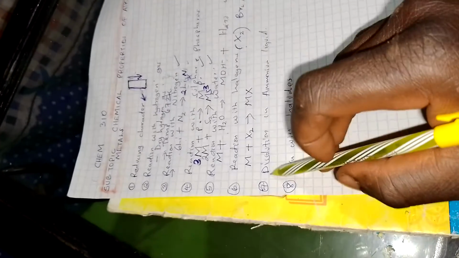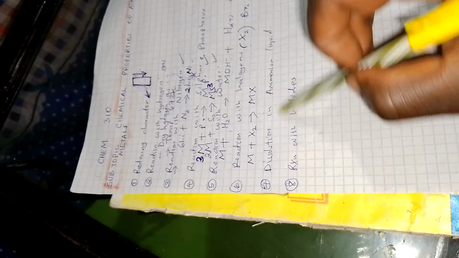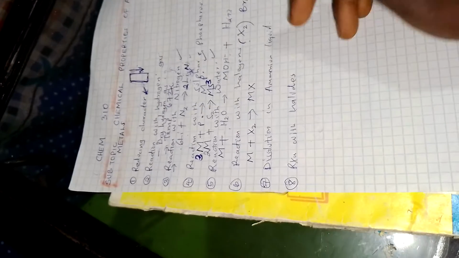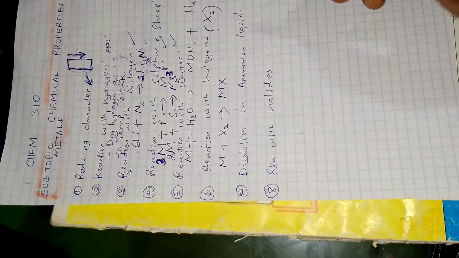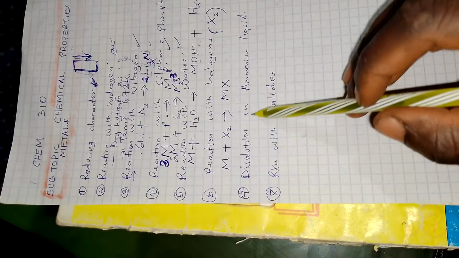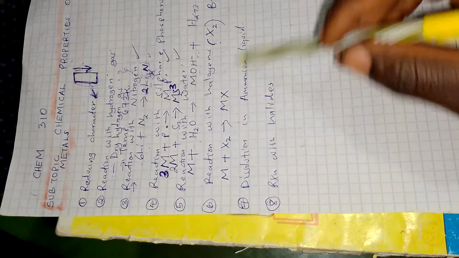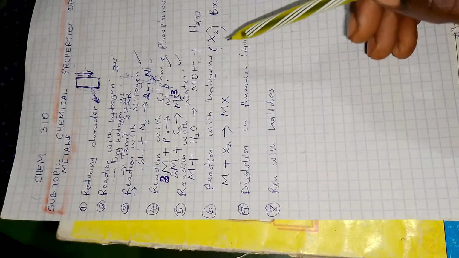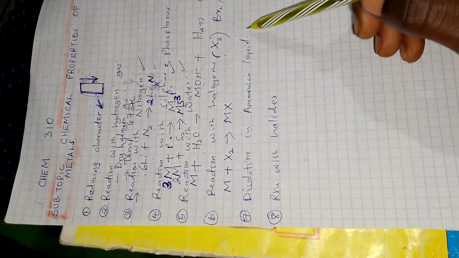So the next discussion is about dissolution in liquid ammonia. What happens when I dissolve an alkali metal in liquid ammonia? The first observation that we will see is that when we dissolve sodium in liquid ammonia, a deep blue solution is formed.